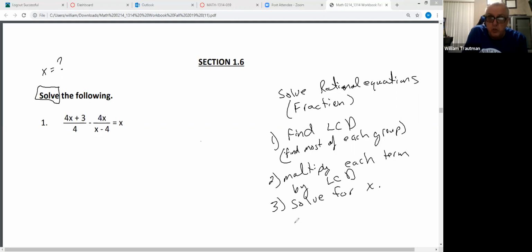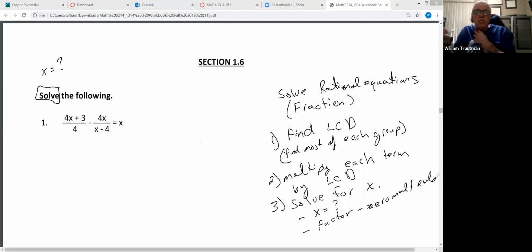And you could solve for x by just getting x on one side, everything else to the other. You could have to factor using the zero multiply rule, or any other rule we learned for solving. So these are the steps for solving a problem like this.